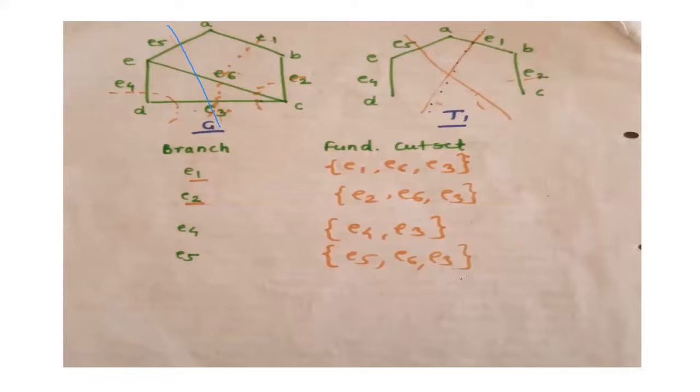Remember, we can't cut E4 like this. Why? Because if we cut like this, the cut set is E4, E6, and E1, and E1 is a branch. As per our definition of a fundamental cut set, only one branch must be present in a fundamental cut set. Ready? So next, there is the fundamental circuit.